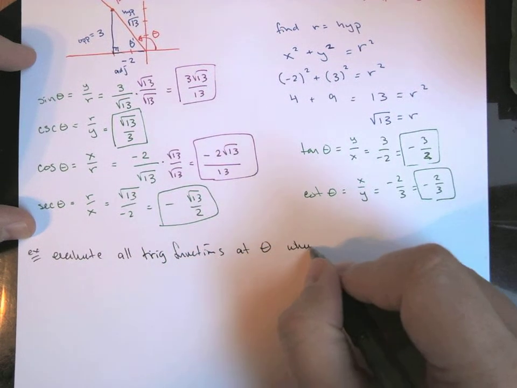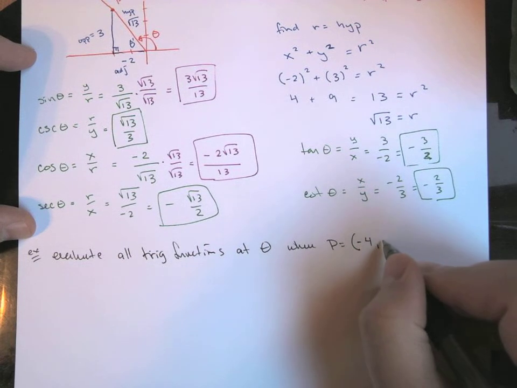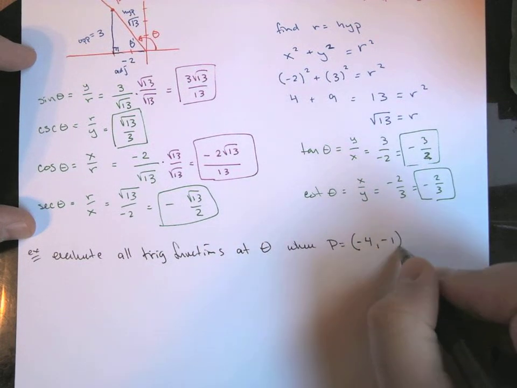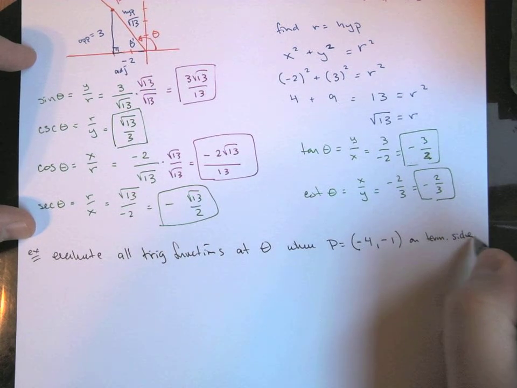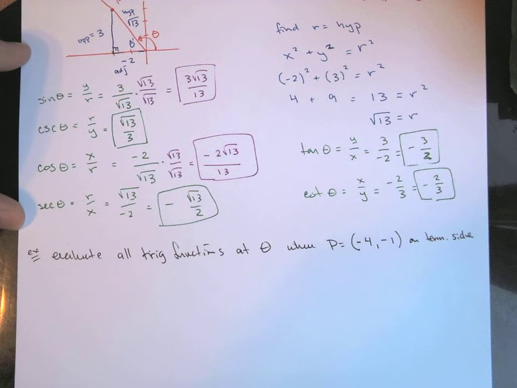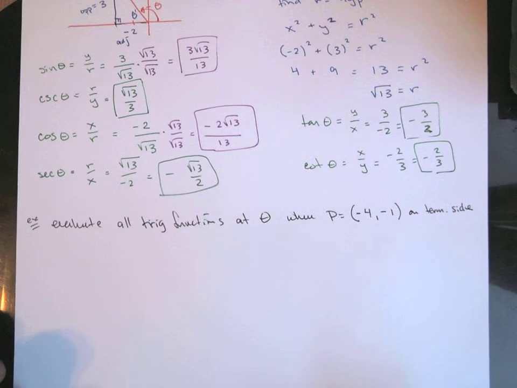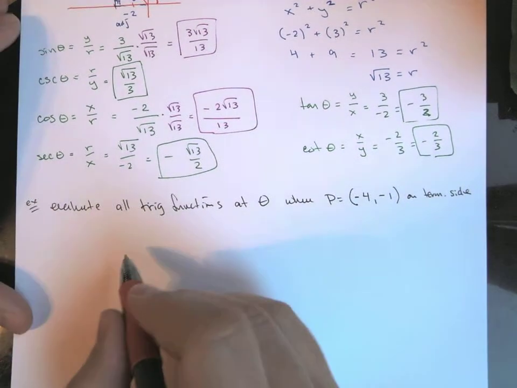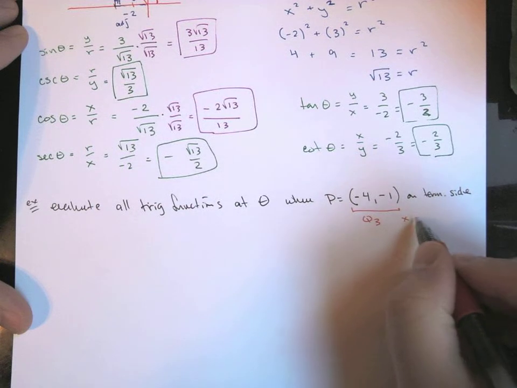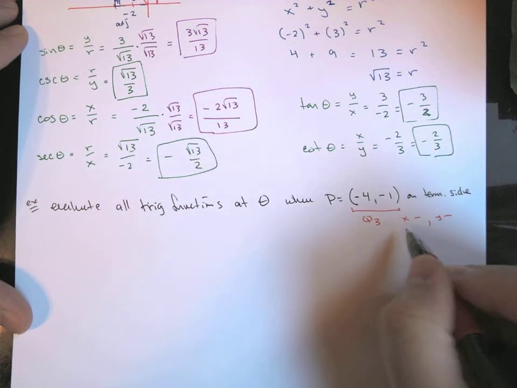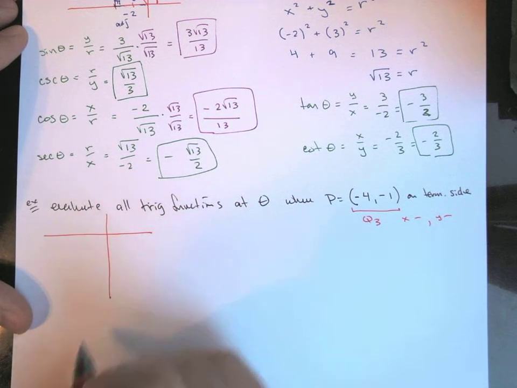Theta, where our point, so let's do negative 4 comma negative 1 is on the terminal side. So negative 4, negative 1. Same thing. Let's give ourselves a little sketch. I'll scoot this up so we've got a little bit more room. So this is going to be, I kind of promised, quadrant 3, right? Because this is going to be x negative, y negative. Going to draw it accordingly.